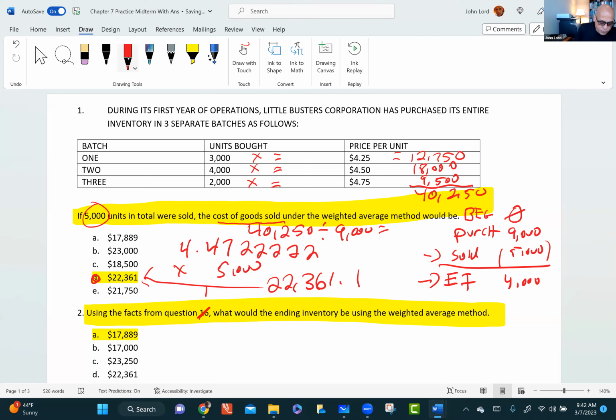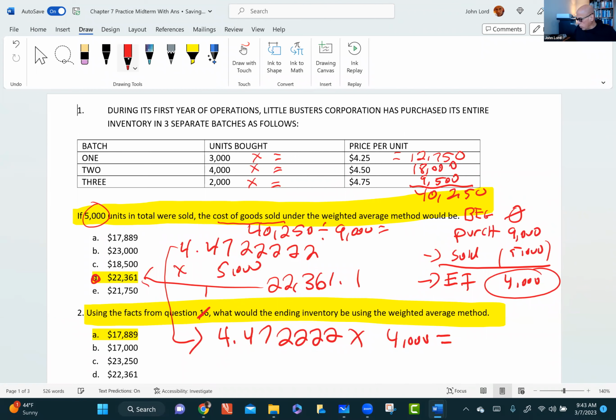Okay, good. Now for the next one, I'm asking for the ending inventory, and that's simply that same number. I'll write it again, 4.47. It's kind of fun to write all those twos, right? Okay, and I'll multiply that number by how many units were left in ending inventory, 4,000.